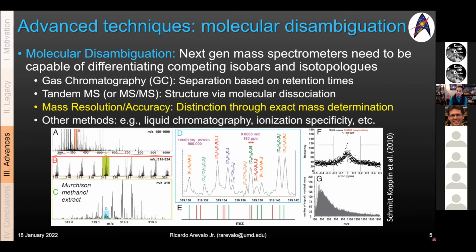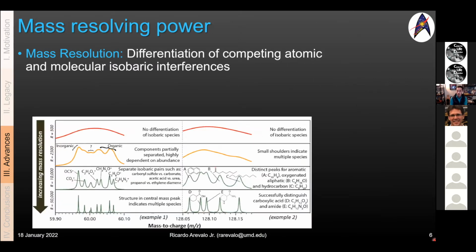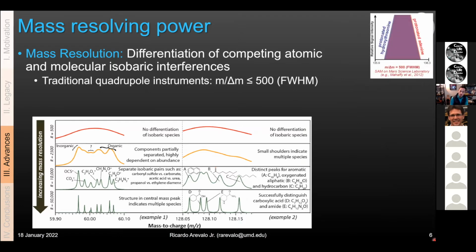There are other ways that you can separate isobaric interferences too. I just don't have the time to go over them. But what my group and I are interested in is really pushing the envelope with mass resolving power. And so here we're trying to distinguish, again, chemical compounds with similar mass to charge ratios. So again, we're challenged to compare ourselves to heritage, to legacy. And so traditional quadrupole instruments have a mass resolving power of m over delta m, if you're familiar with that notation, of 500. Okay, that's a bar.